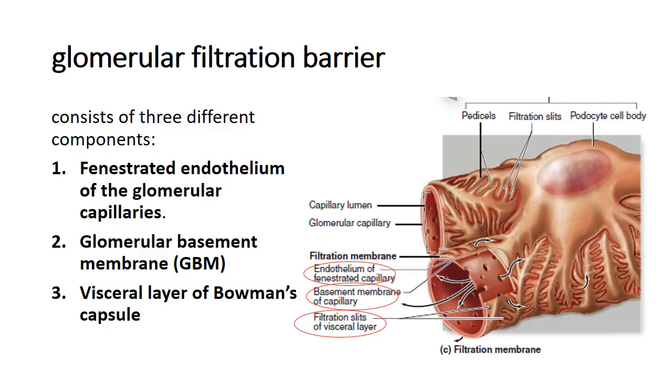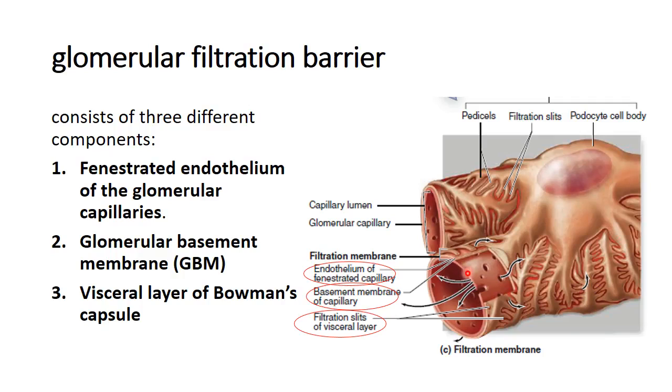The glomerular filtration barrier is composed of three important parts. First is the fenestrated endothelium of the glomerular capillary. Second is the glomerular basement membrane, and third is the visceral layer of Bowman's capsule. As is evident from this photo, here we can see the glomerular capillary, which is highly fenestrated.